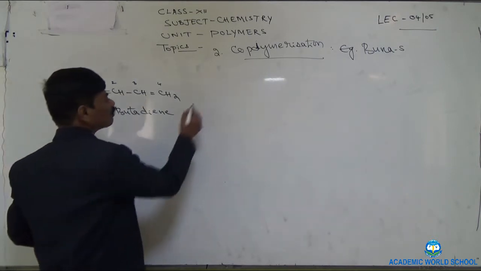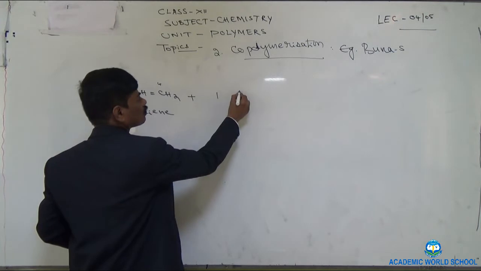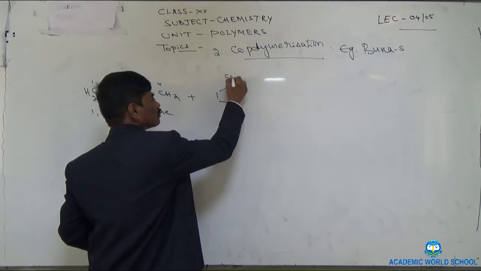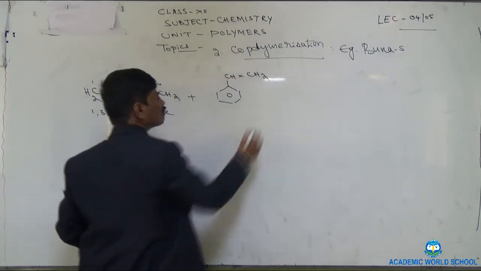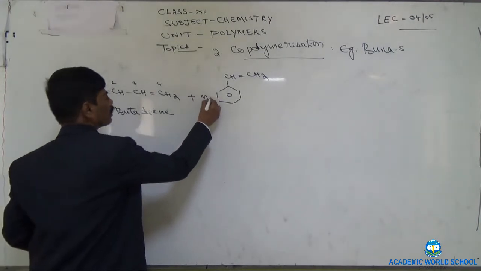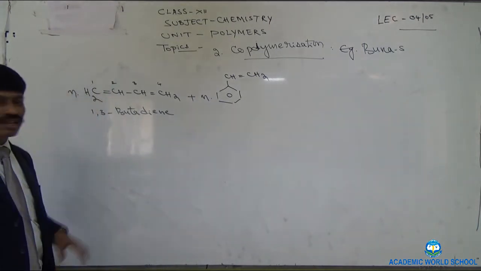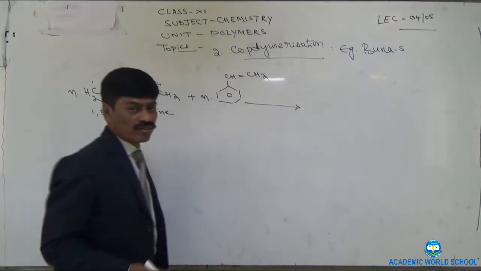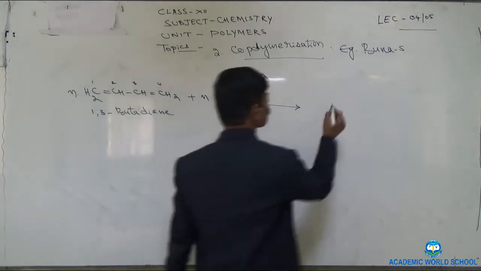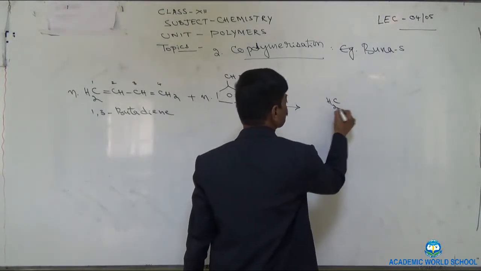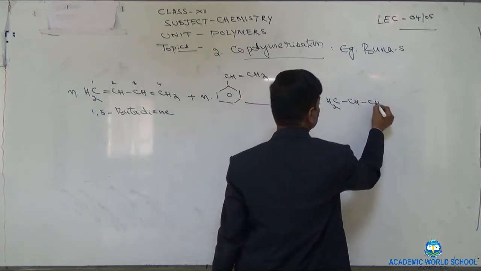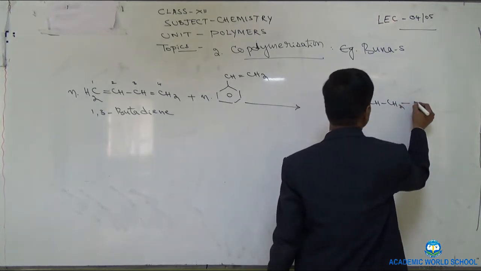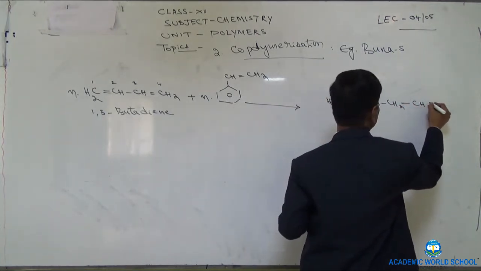When this 1,3-butadiene reacts with styrene. Styrene means benzene ring with CH double bond CH2. These are the two monomers. So we write n on either side. When these two react with each other, we are going to get Buna-S. That Buna-S looks like this in its structure. First let me show the structure, thereafter I will check the tetravalence of each carbon atom.